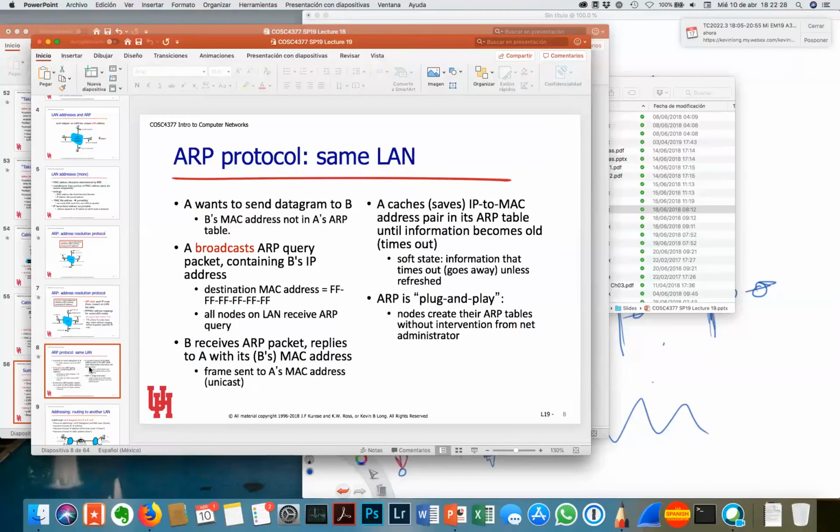So if A wants to send something to B and he doesn't know where to send the Ethernet frame, and the Ethernet frame insists on having a destination MAC address, he's going to have to figure out what it is. How's he going to do that? He's going to broadcast out a message for help. It'll be an ARP query, and it'll say, I'm trying to reach this computer B. I don't know who he is, so I'm going to send it out to all the hardware addresses on this LAN, so every piece of hardware will pick it up.